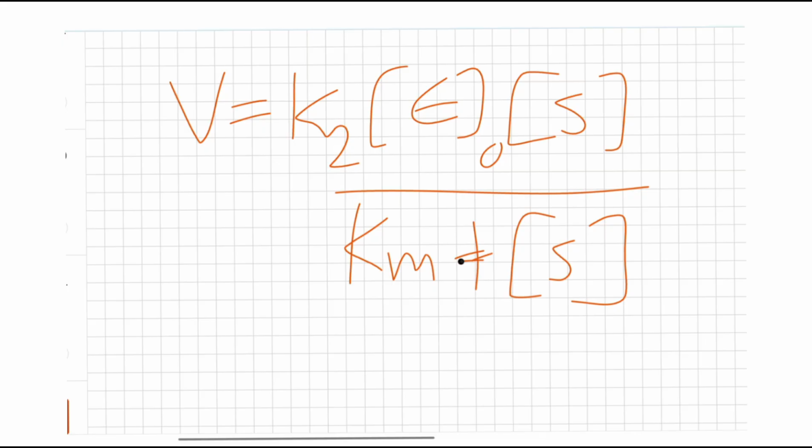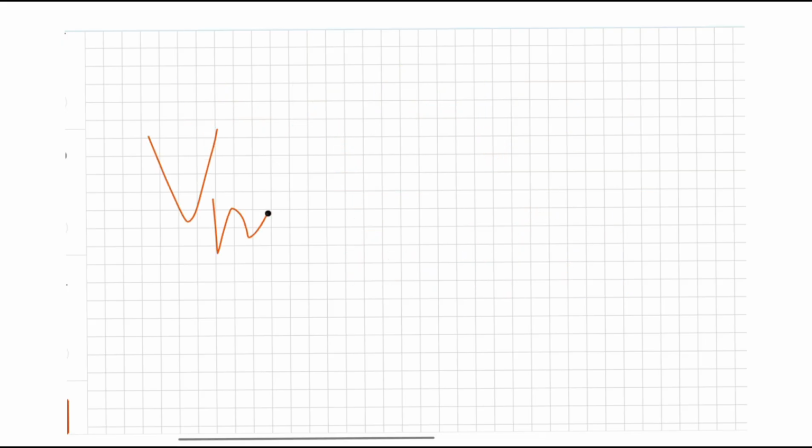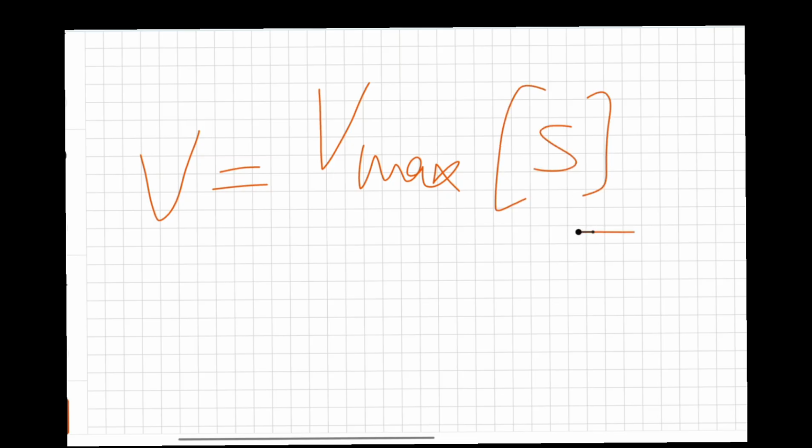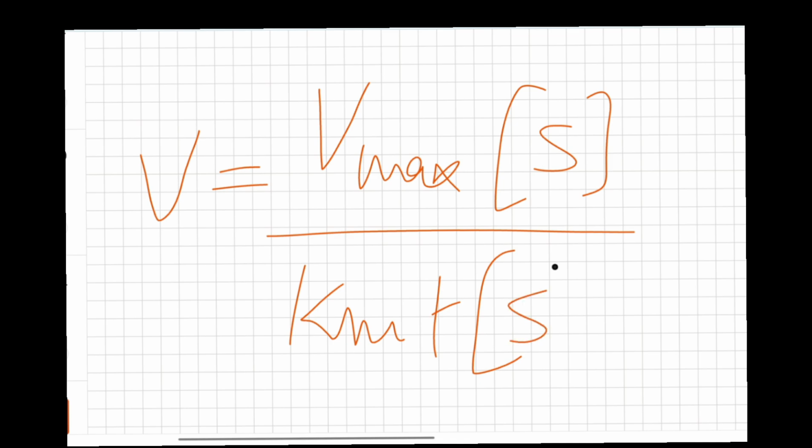So let's define Vmax. Vmax equals K2 times E0, which gives V equal to Vmax times substrate upon Km plus S. So we have got the final Michaelis-Menten equation, and let me know if you need some more explanation.